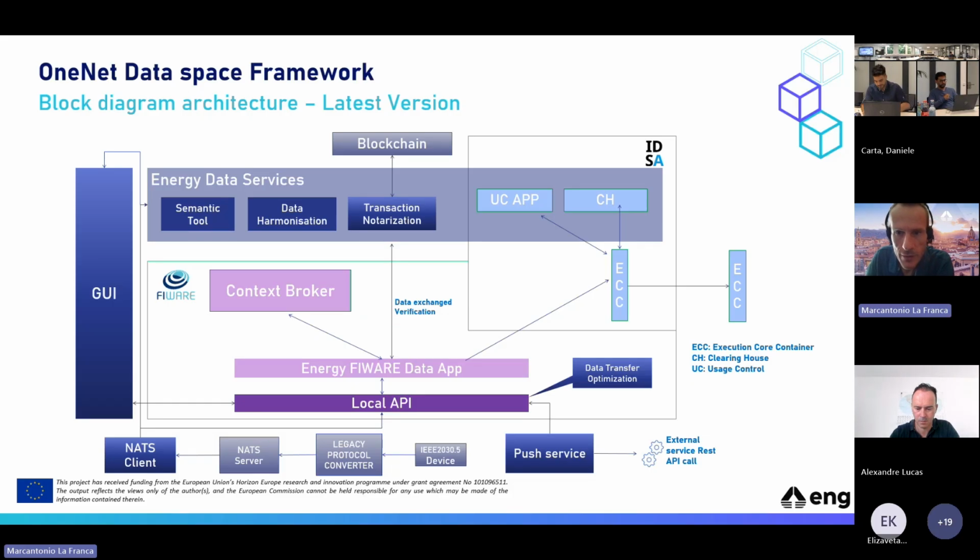So let's start with this block diagram architecture, in which we can see the latest version with all the released components of the data space framework. We have the graphical user interface module on the left of this diagram, with the blockchain module at the top center, with the link to the transaction authorization service. The data transfer optimization is related to the local API module. In the bottom right, we can see the push service to integrate external services via REST API call. And finally, in the bottom left, we can see the NATS client to communicate with the IEEE standard.